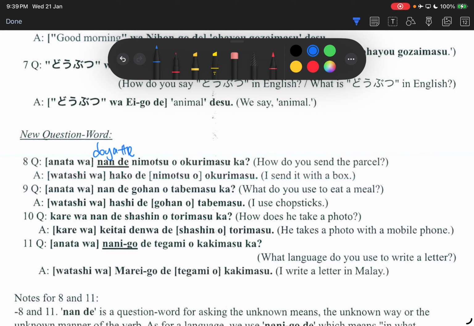So 携帯電話 means mobile phone, right? So with mobile phone 撮ります. So take with mobile phone. You see, I never say take photos with mobile phone. I can just remove the word photo because it's optional already. Right? Number 11.